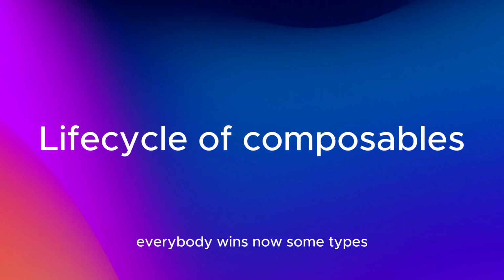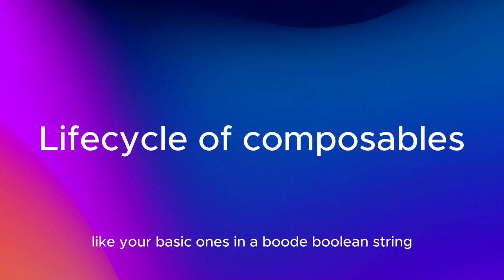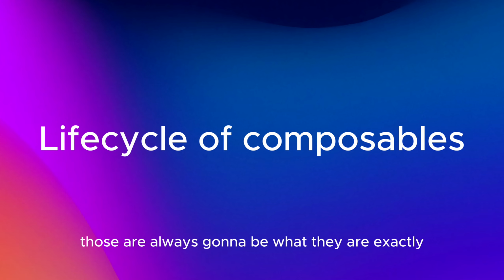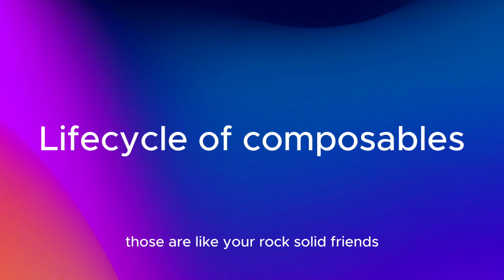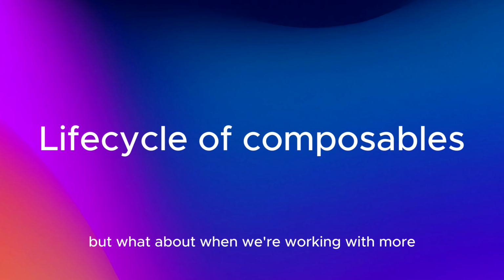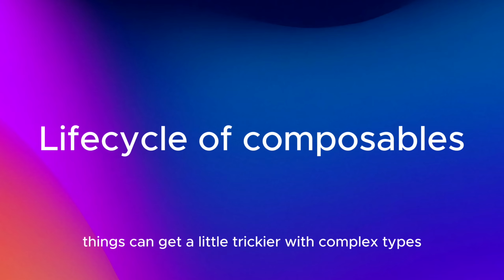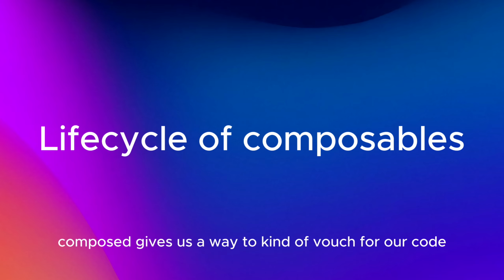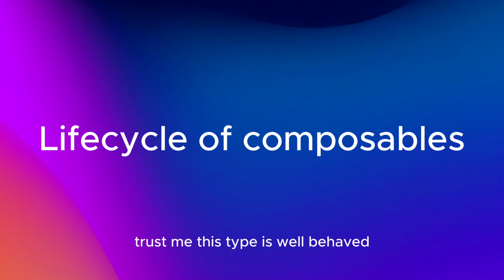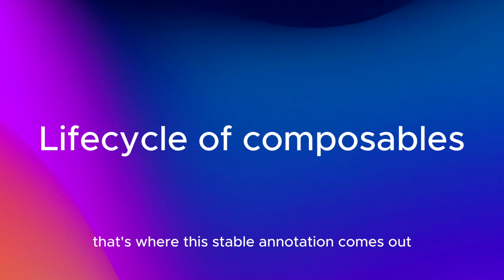Everybody wins. Now, some types are inherently stable, right? Like your basic ones. Int, Boolean, String. Those are always going to be what they are. Exactly. Those are like your rock-solid friends, always dependable. Makes sense. But what about when we're working with more complex types, things that have more moving parts? You're right. Things can get a little trickier with complex types. But don't worry, Compose gives us a way to vouch for our code, to say, hey, trust me, this type is well behaved. That's where this stable annotation comes in.